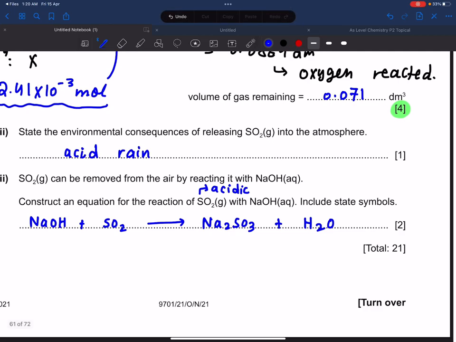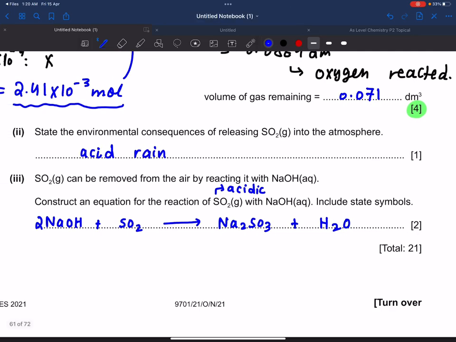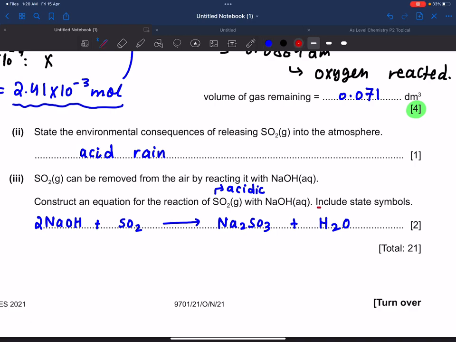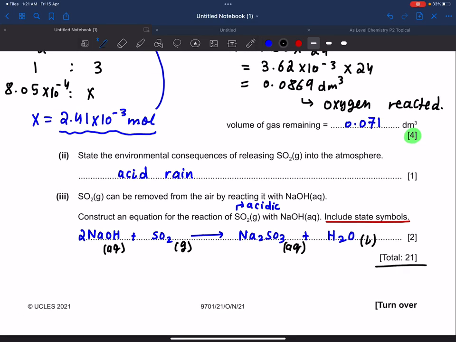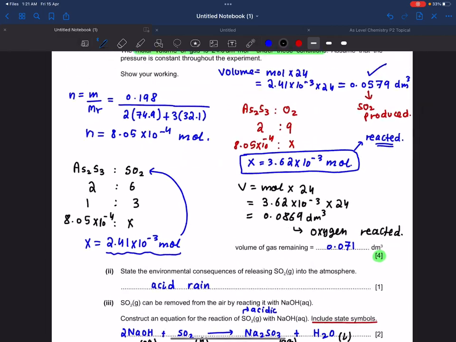2 sodium on the right hand side, so there must be 2 here. I think this should be balanced. Now what is left is to include state symbols. NaOH is aqueous. This is gas. This is aqueous, because it is soluble, that's why it's aqueous. So what is the name of this compound? It is sodium sulfite, not sulfate, sulfite. Okay, we've done this. This was a 2 mark question. So we've done that question.